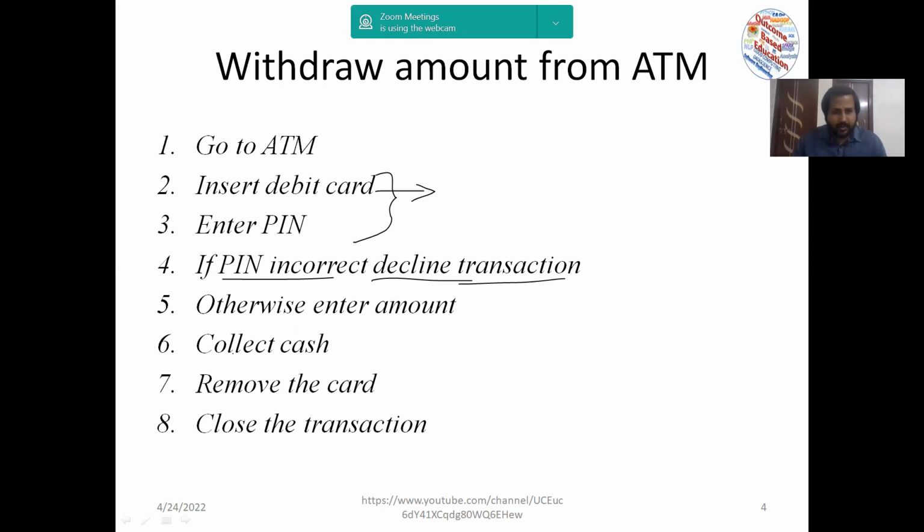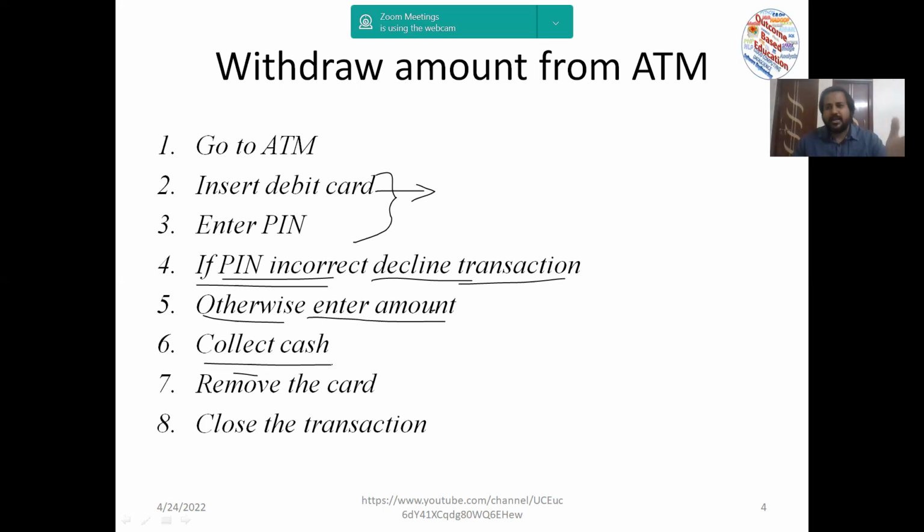Okay, now if the pin is correct, then what will happen? Otherwise, if the pin is incorrect, the transaction will decline. If the pin is correct, in that case it will ask us to enter the amount. If the amount is available, then you can collect the cash. So you can elaborate this algorithm by analyzing more and more.